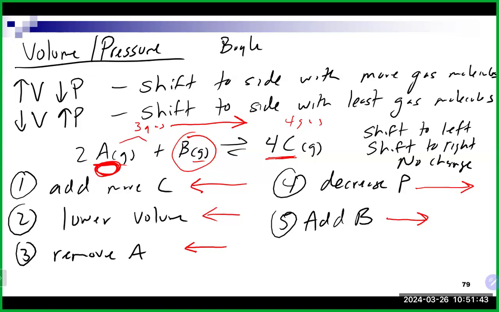All right. By the way, no change could occur in a situation with gases. What happens if I had the same number of gas molecules on each side and I increase or decrease the pressure? Nothing. It's a tie, basically. There is no side that's more or less. So that's a place where you could get a no change.